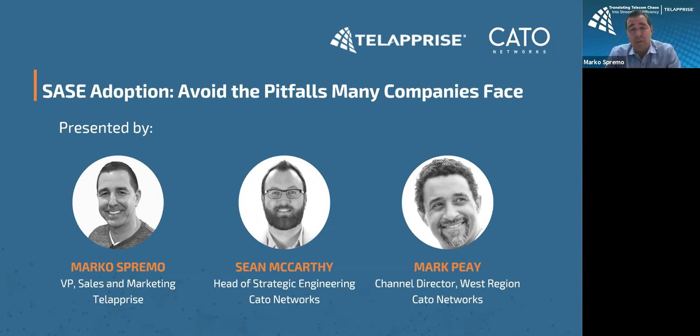A little bit about Cato. Cato is a 6-year-old billion-dollar valuation organization. Over the last 4 years, they've had 200% year-over-year growth in this arena. So obviously they are doing something very, very right in the marketplace.